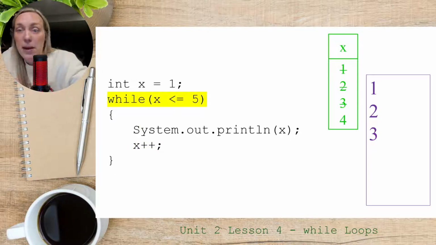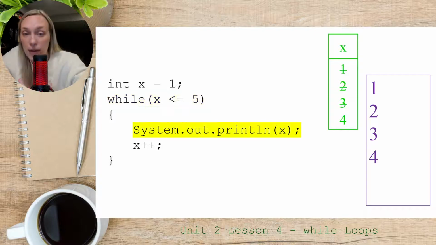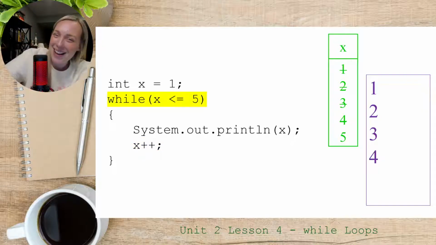I loop back up. I check the condition again. 4 less than or equal to 5, that's true. I'm going to run this again. Print off 4, increase x by 1. I've reached the end, loop back up.